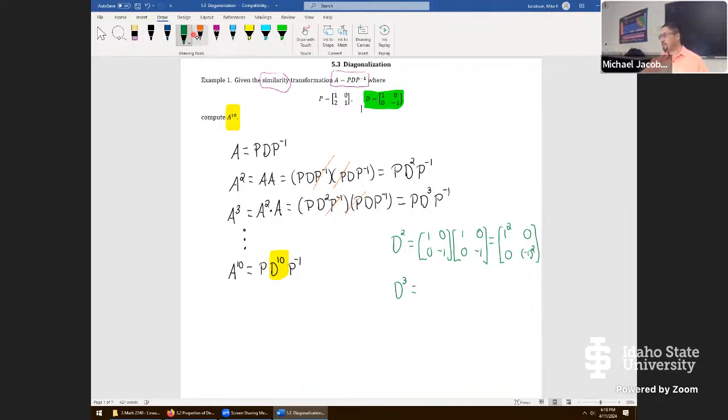D cubed. Well, you could break that up as D times D squared. First, I'll substitute in the matrix D, 1, 0, 0, negative 1. Next, we'll throw in D squared, which we calculated to be 1 squared, 0, 0, negative 1 squared. And now if we do the same multiplication, we will get this as a result.